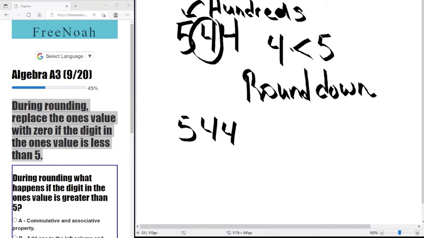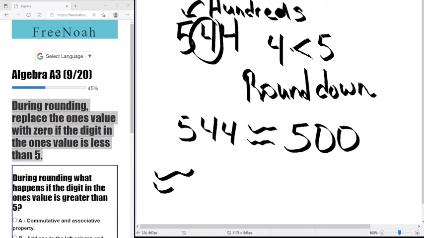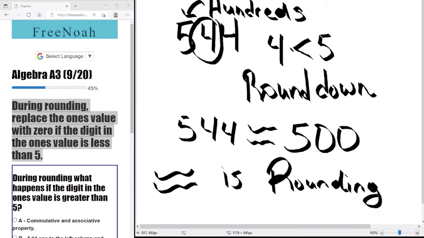So 544 rounds down to 500 when we round it to the nearest 100. And this is the notation for rounding. It looks like an equal sign, but it kind of has 2 squiggly lines, and this is the notation for rounding.